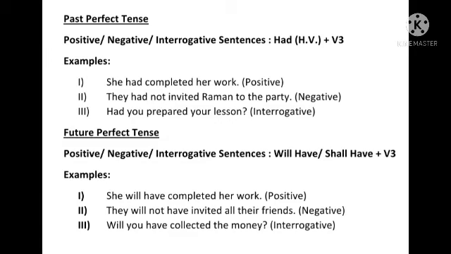It's a positive sentence. In the negative sentence, children, take care, we have to place not after will. They will not have invited all their friends. And in an interrogative sentence, we have to place only will before the subject. Will you have collected the money?